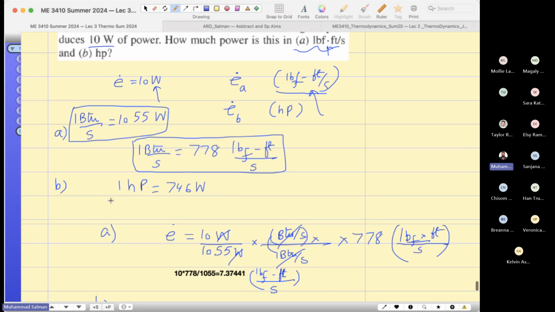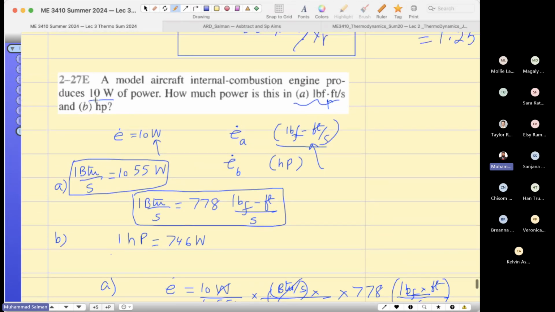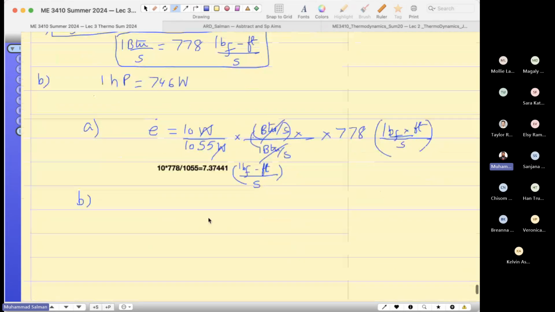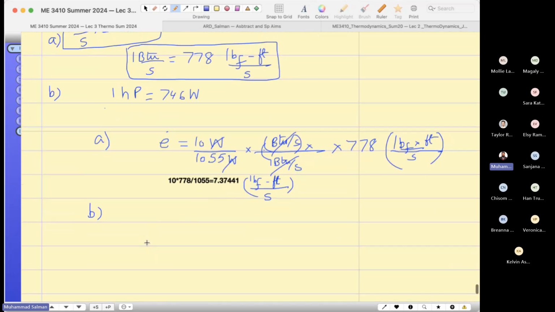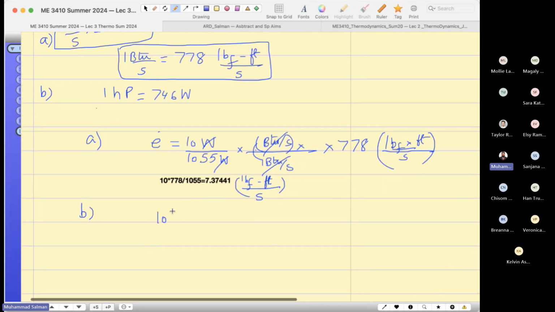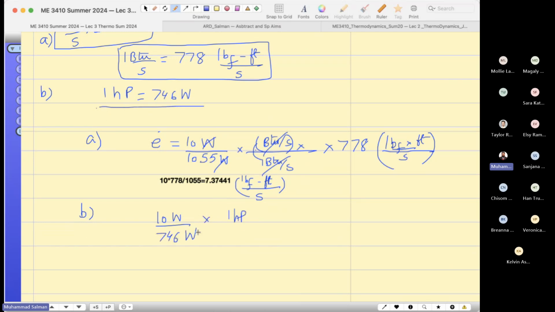The next question is, how do you convert kilowatts or watts to horsepower? We know that 10 watts divided by 1 horsepower equals 746 watts. 746 watts equals 1 horsepower. So if you do the math, you should get the answer 0.0134 horsepower. And you can confirm it later on.